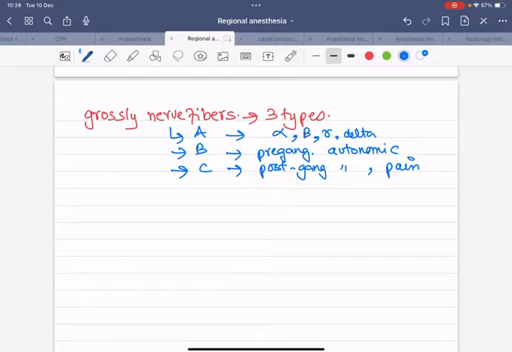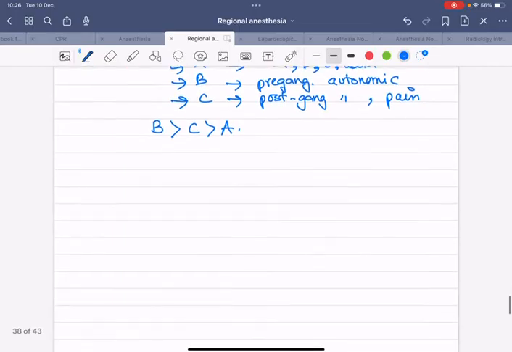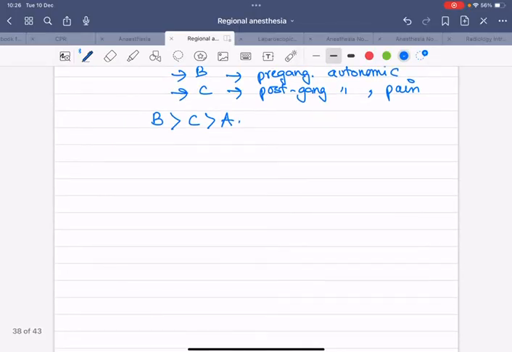Please remember the local anesthetic drugs are sensitive to B nerve fibers, then C and then A. So this is from higher sensitivity to lower sensitivity. And if you talk about the blockage, it will be first autonomic, followed by sensory, and then followed by motor nerve fibers.